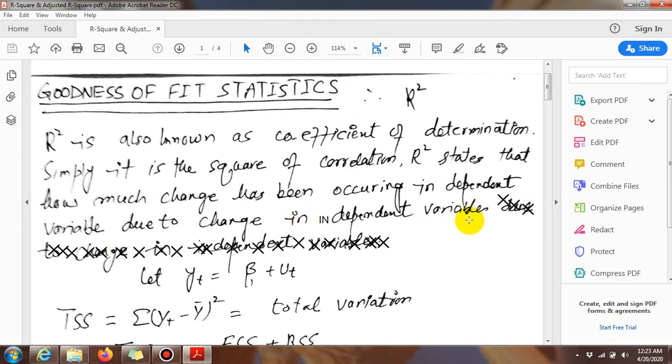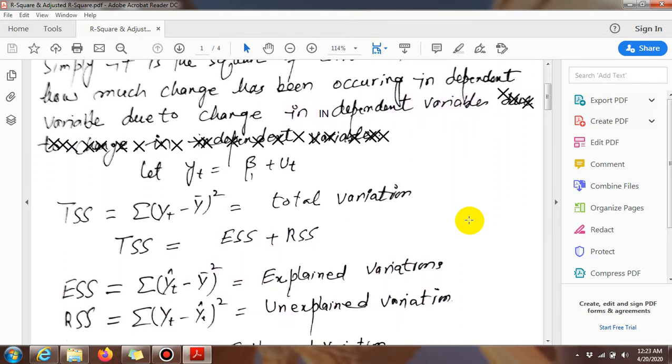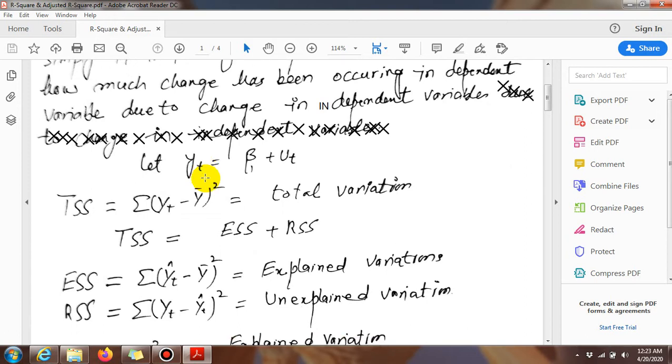independent variable. Okay, let's say we have the dependent variable yt equal to beta 1 plus ut. Okay, there are some formulations for making the R square. Okay, let's see here.